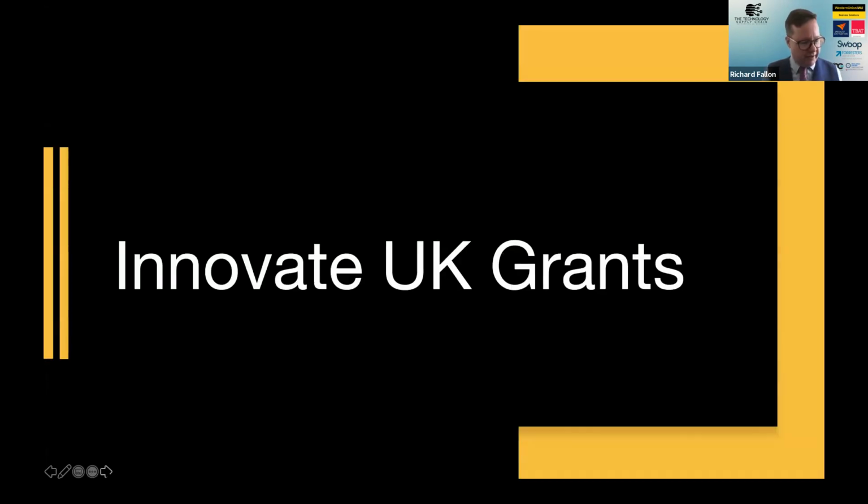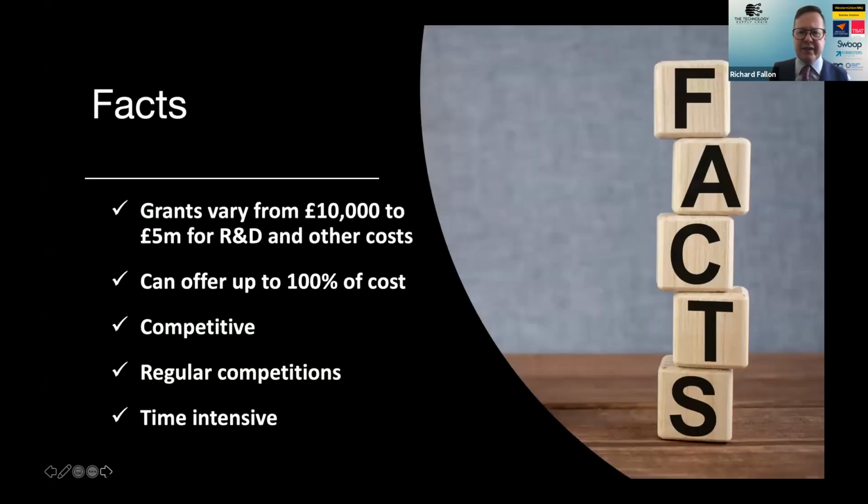So I want to touch on Innovate UK grants very quickly. These grants vary from £10,000 to £5 million, and they can be for R&D and other costs. They can offer up to 100% of the cost. Most of them offer 70%, most. There are a couple called the SBRI, the Small Business Research Initiative grants, and they're usually smaller, and they're for something specific, and they will cover all of your costs.